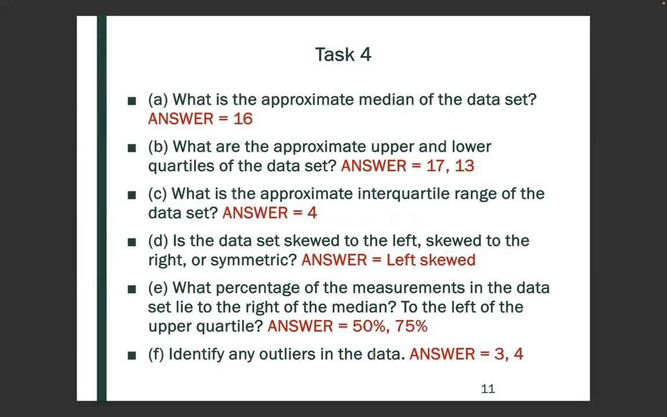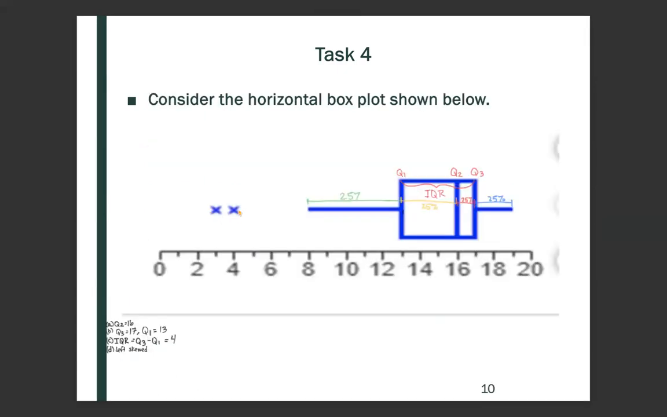Identify any outliers in the data. So here we have 2 outliers. Oh, and so we have 3 and 4 are our outliers. And I apologize, this 25% here that I drew, actually, this line should be extended to the furthest outlier. I made the same mistake in my drawing. But just to be clear, from the first data point, the minimum, which is approximately 3, to the lower quartile, which is approximately 13, that contains 25% of the data.